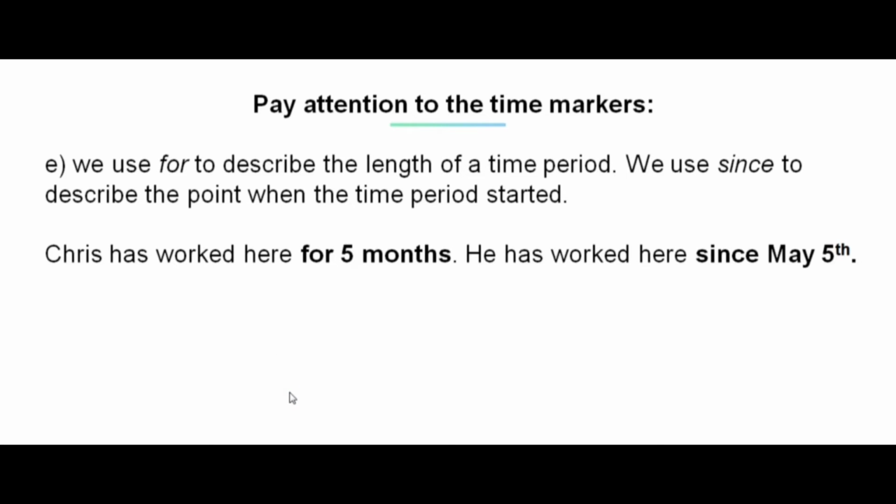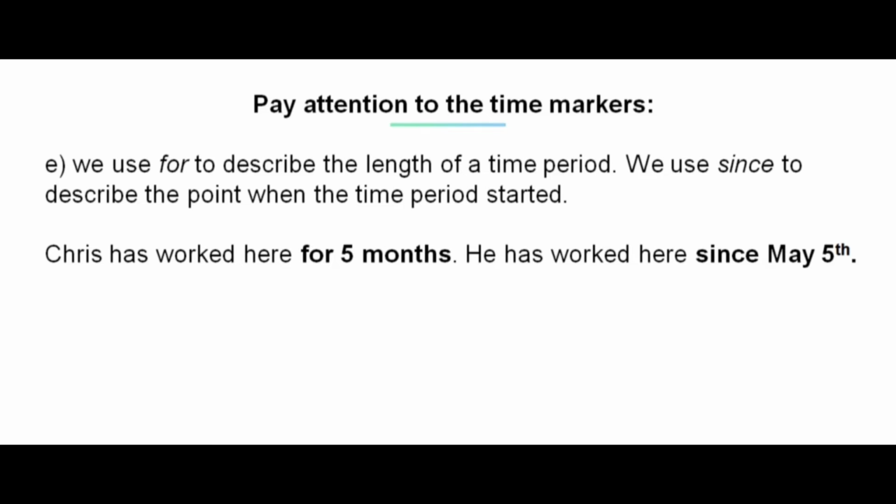E. We use for to describe the length of a time period, and we use since to describe the point when the time period started. Have a look at the example over here. Chris has worked here for 5 months. Length of a time period. He has worked here since May 5th. May 5th, the point when the time period started.